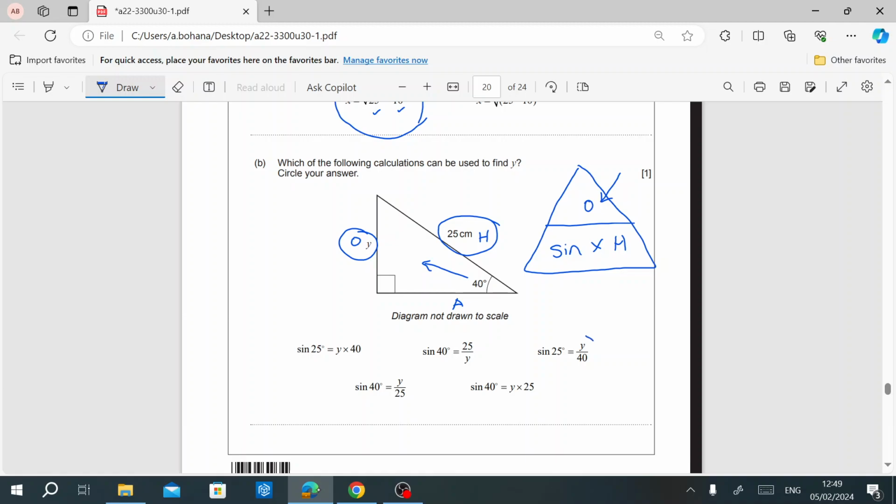So it's going to be sine 40, what am I? It's going to be that one there. Because if you were to bring the 25, which is divided into y, that's going to multiply the sine 40, which is what I need. Effectively, to work out what this is going to be, it would be sine 40 times 25. Okay?